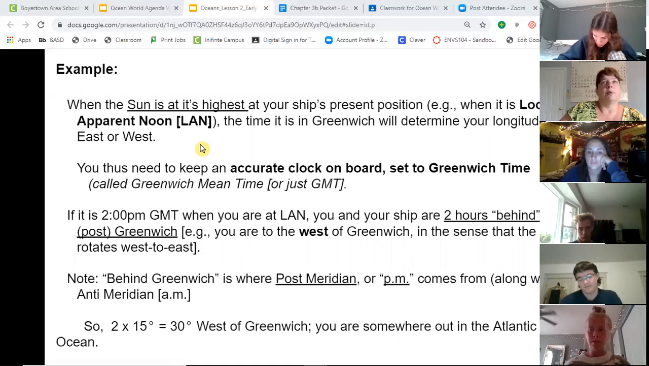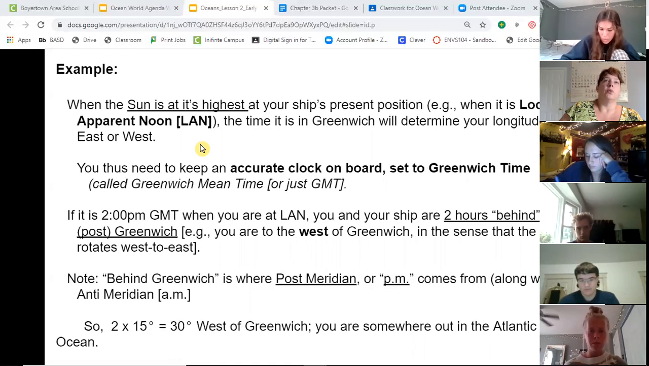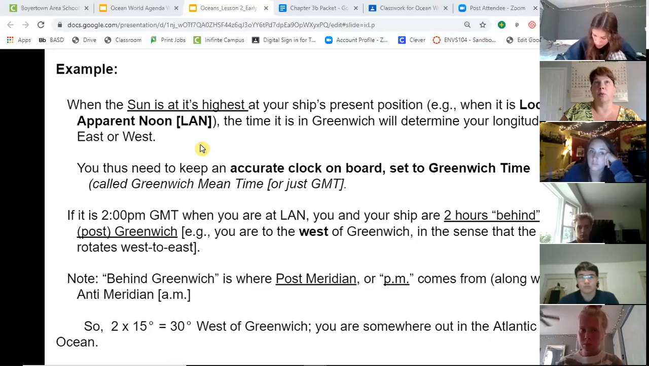All right, so that's great, but how is longitude determined on a ship if it's a function of time? Because remember, the point of longitude and latitude was to help ships determine their position. Well, the ships could actually use the sun and adjust for Greenwich Mean Time to figure out what their actual longitude was. If the sun was at its highest at your present position, that would mean it was noon, what we call local apparent noon.